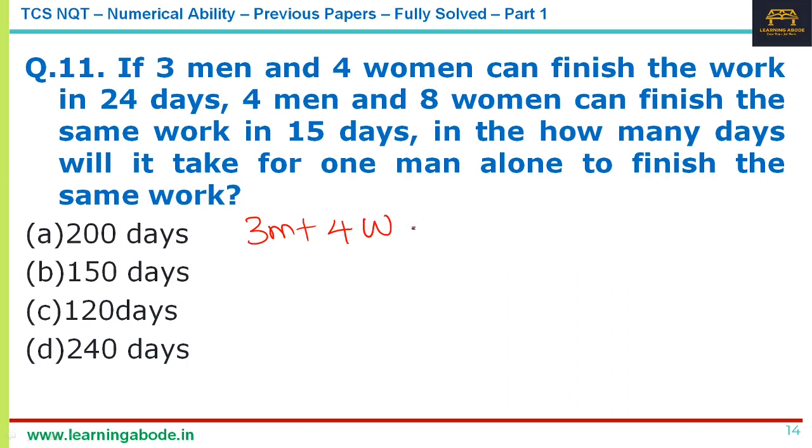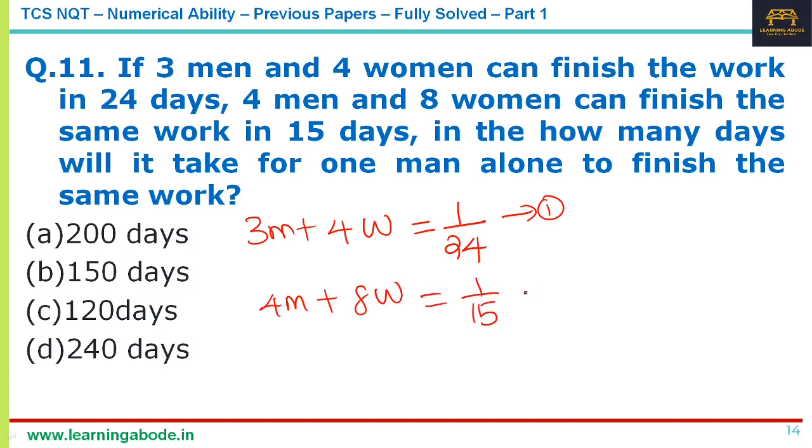So they are completing the work in 24 days, means the 1 day work or the rate of work is like 1 by 24. Okay, so let this be my first equation. And in the second case, you have 4 men and 8 women. They are completing the task in 15 days. So 1 by 15. See, what is the meaning of 1 by 24? If they are able to complete the task in 24 days, means every day they will complete 1 by 24th of the task. And in the second case, if they're able to complete the task in 15 days, means every day they'll be able to complete 1 by 15th of the task.